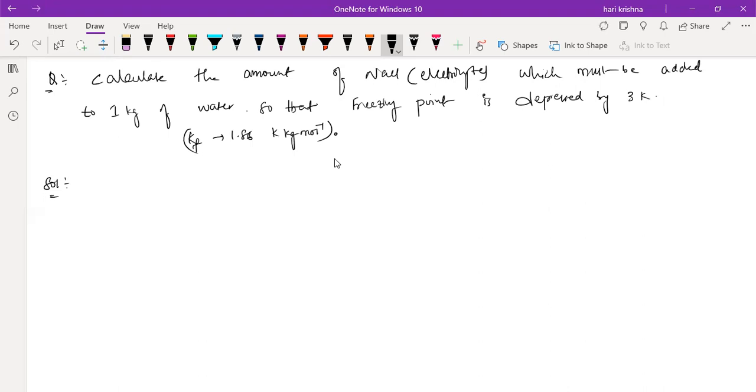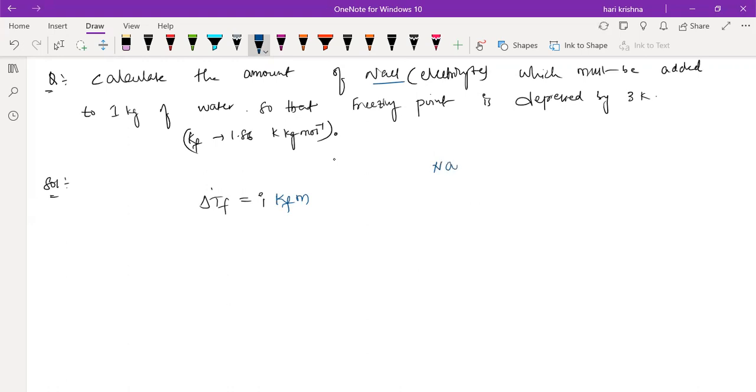Which formula do we have to use in this case? Delta Tf equal to i Kf m. Very good. Delta Tf is equal to i Kf m. Okay, good. Now, delta Tf value is given, right? Already it's 3 Kelvin, but they are not asking about the i value. Yes or no?